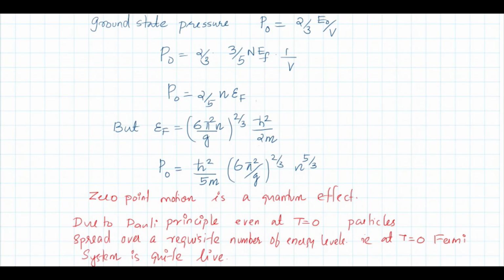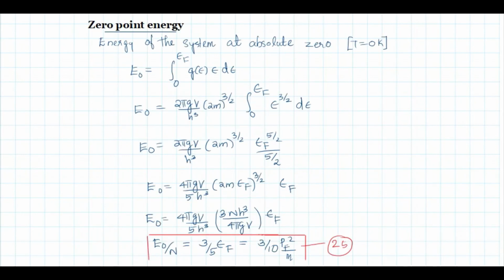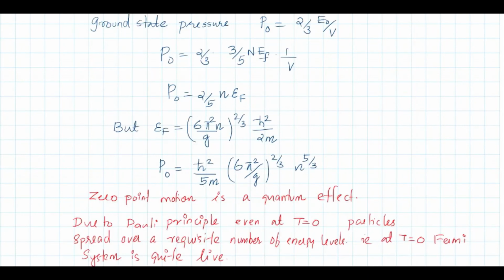So at T equal to 0, there is a positive energy and there is a pressure. That is, the molecules are still moving. There is a ground state pressure means the molecules are still moving. Even at 0 Kelvin, the molecules are moving. So there is zero point motion, and it is a purely quantum effect. And this arises due to the Pauli principle, because at T equal to 0, all the particles cannot sit in the ground state. It is not allowed by the Pauli exclusion principle.